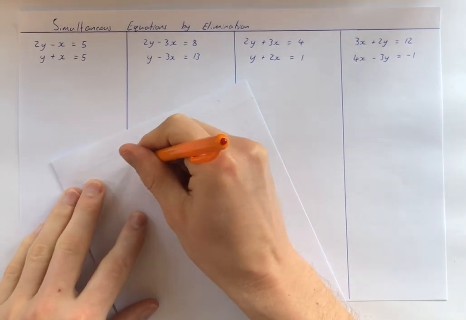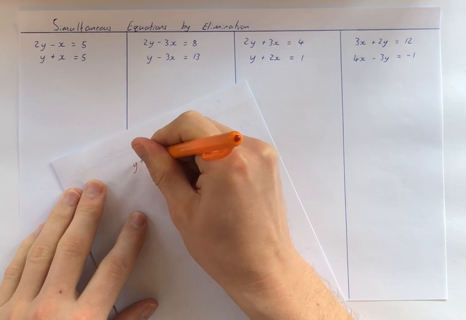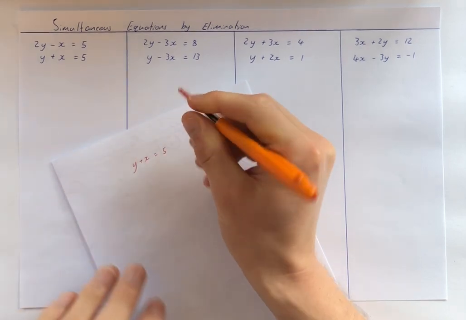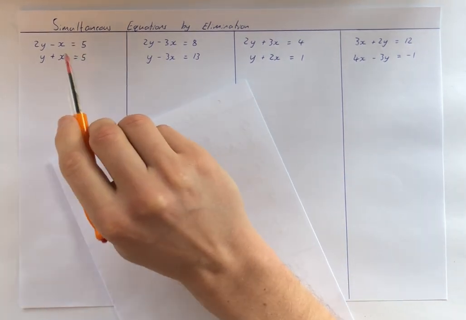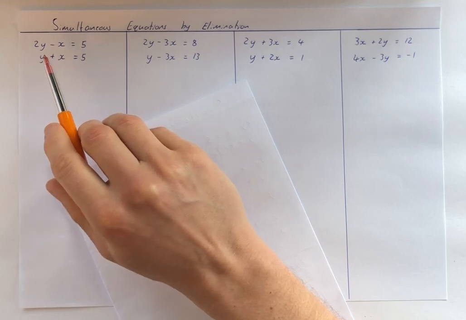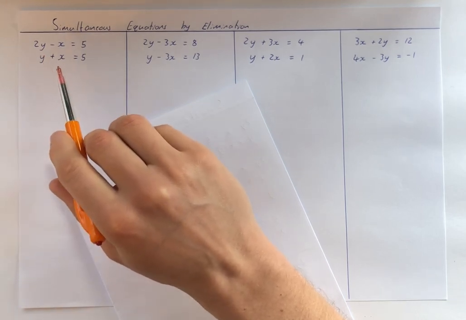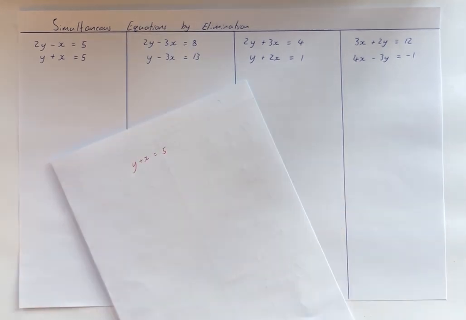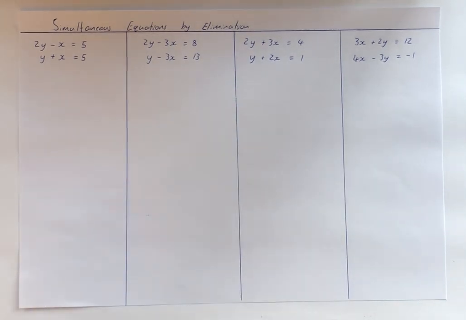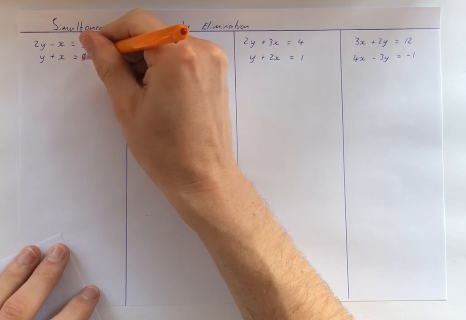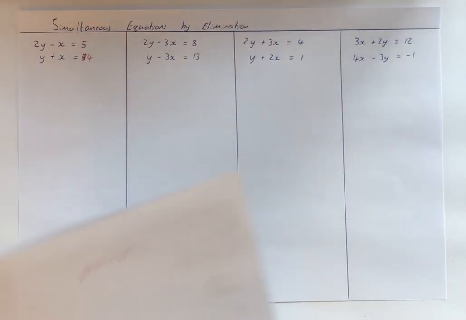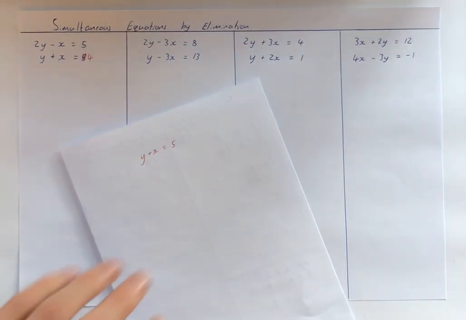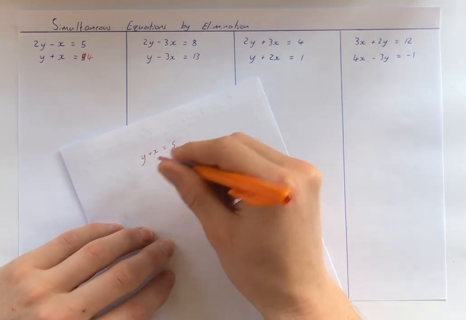So we have y plus x equals 5. Notice that both of these equations are written in intercept form of the straight line. And we want to eliminate one of these variables, and this is actually meant to be 4. So, mistake 1. Okay, we can add and subtract anything to both sides.